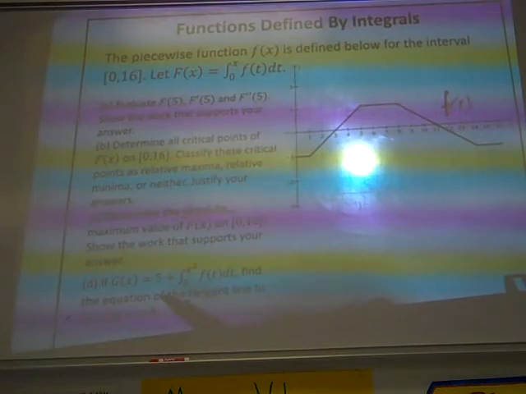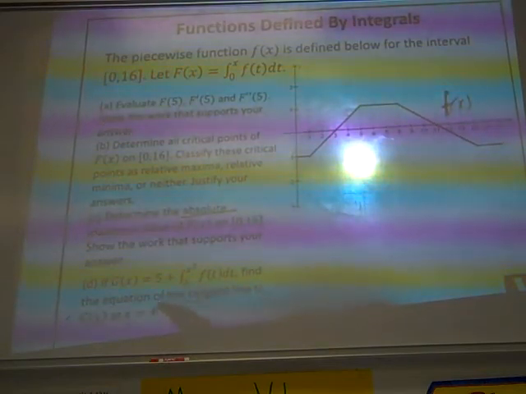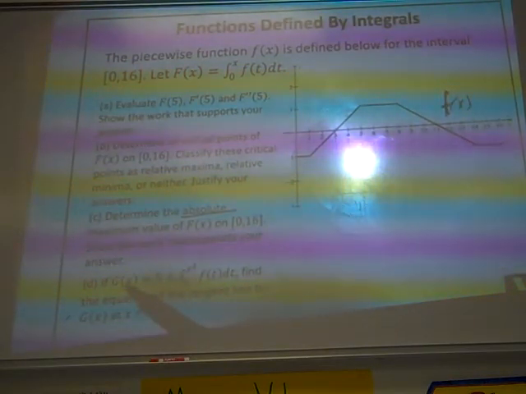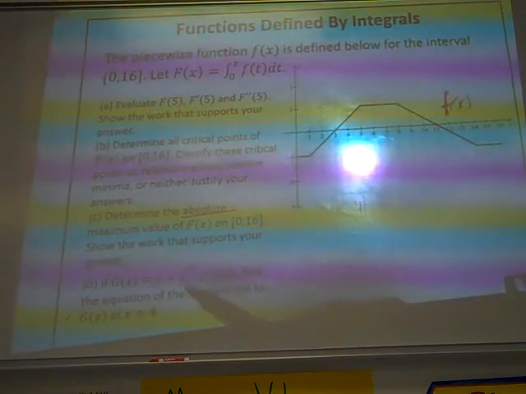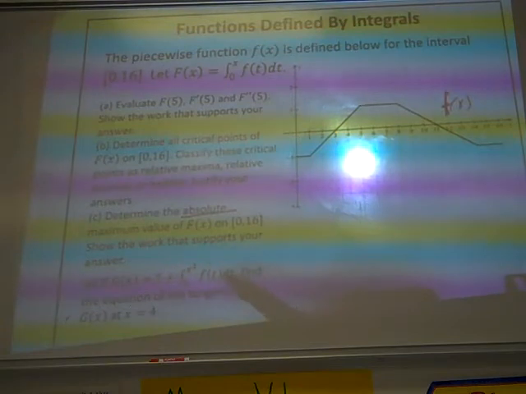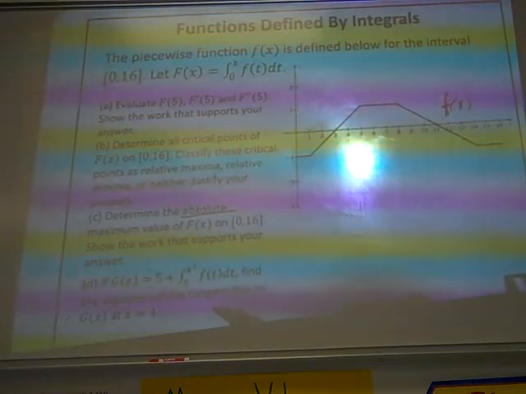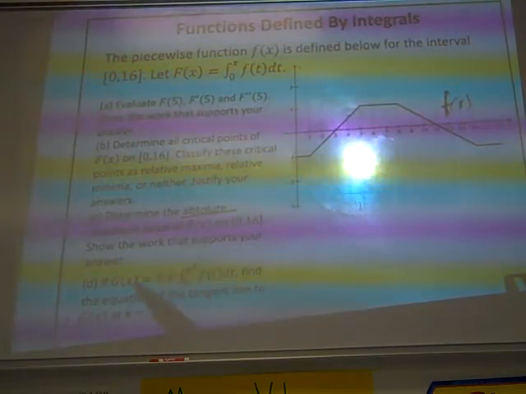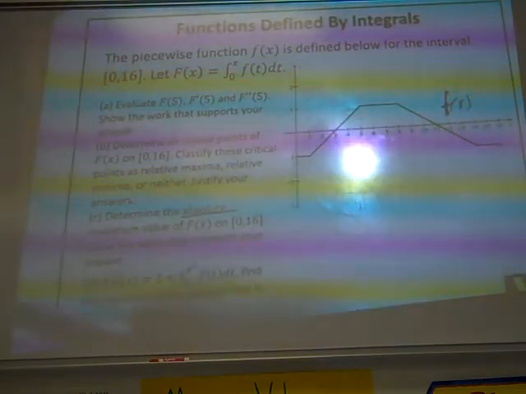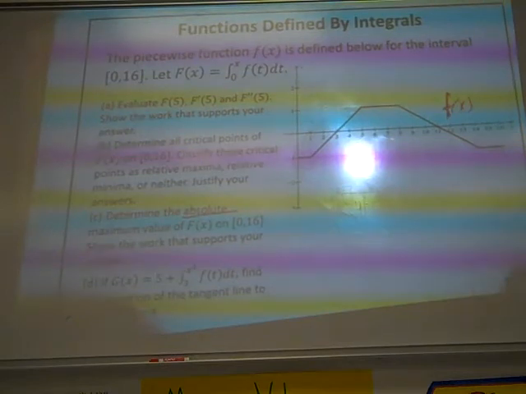And then finally, because life isn't complicated enough, they're going to give us a new function. Big G is going to be 5 plus the antiderivative from 3 to x squared of f of t dt. And we're going to find the equation of the tangent line to G at x equals 4. So with all of that said, let's jump into this problem.